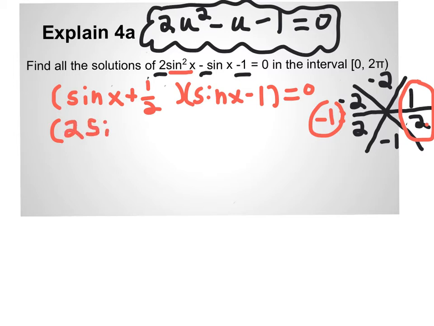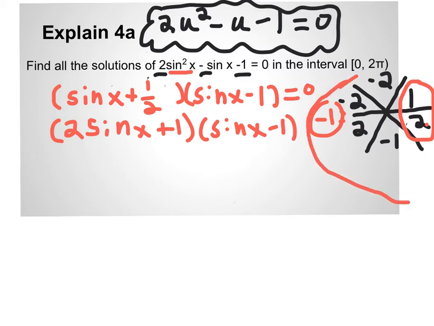This is 2 sine x plus 1 times sine x minus 1 is equal to 0. Now I'm kind of out of room, so I'm just going to make that my side work, and I'm not going to be able to fit my minus 0 in there. But now we're factored, and now we've reached the form in solving. Remember, you were using the zero product property.